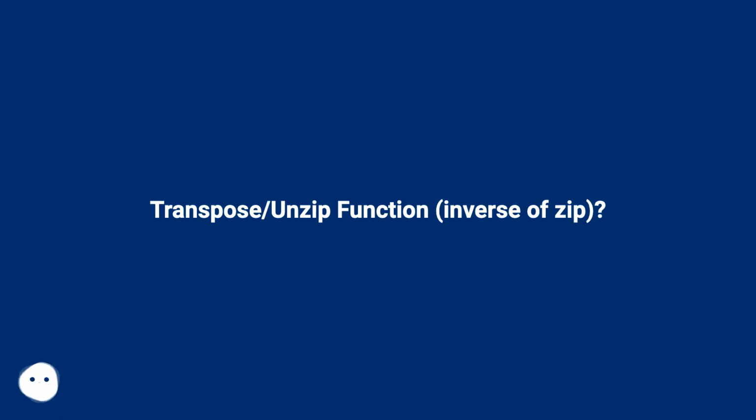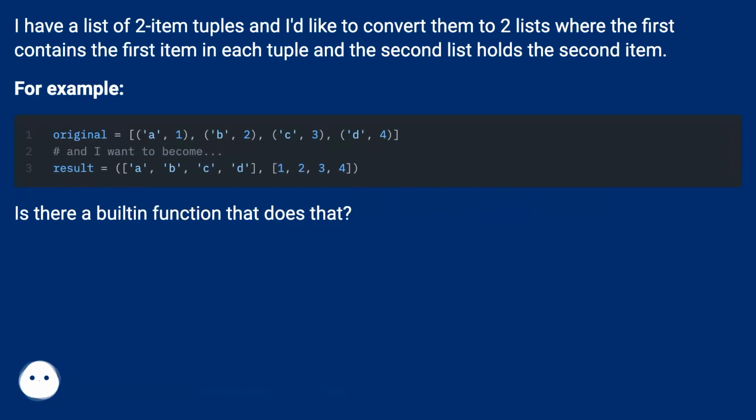Transpose, unzip function, inverse of zip. I have a list of 2-item tuples and I'd like to convert them to 2 lists, where the first contains the first item in each tuple and the second list holds the second item. For example, is there a built-in function that does that?